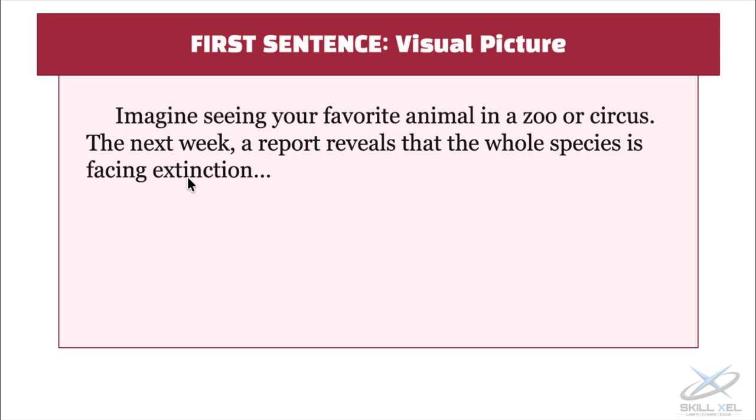Now, for visual pictures, as you can see, this is a very short entry, so I will go ahead and explain why I have it as a short thing here. It says, imagine seeing your favorite animal in a zoo or circus. The next week, a report reveals that the whole species is facing extinction. And then you will go on to maybe further provide other information, or you can continue the story from here. Now, for visual pictures, they don't necessarily have to go on with the middle or end. The facts that exist can go on as the middle or end, so general information can be placed after this, which is why I didn't put anything here.